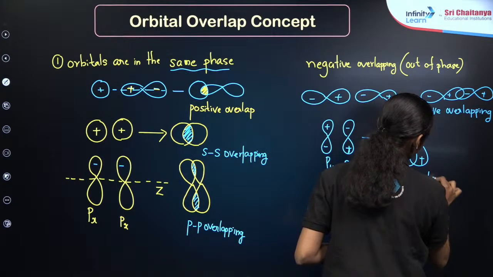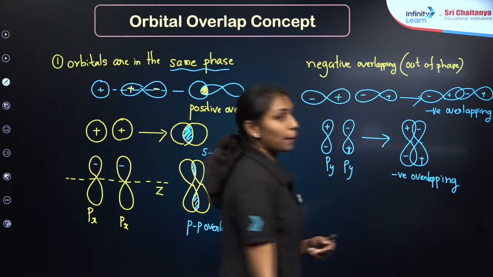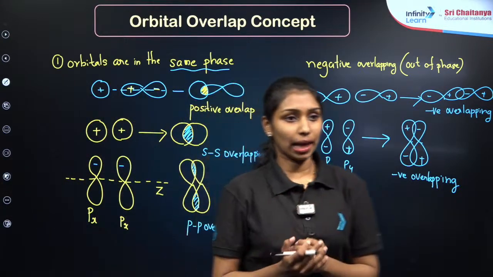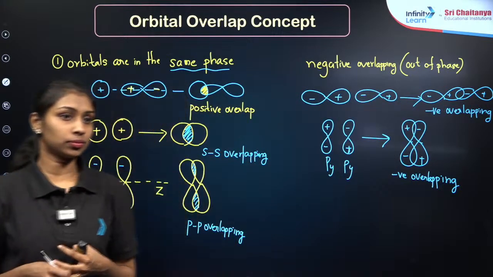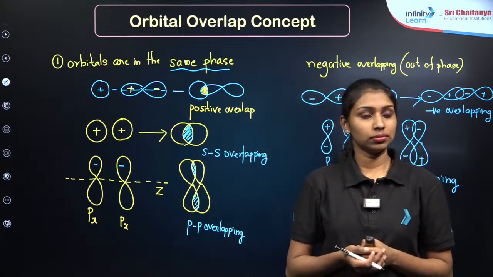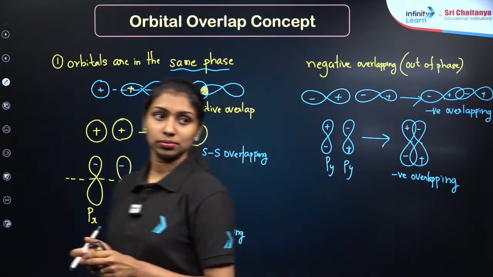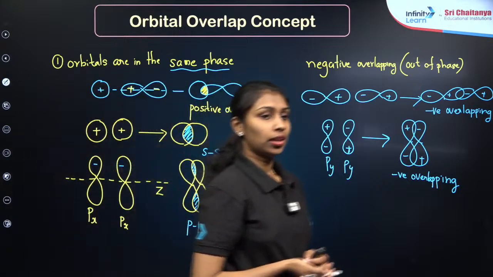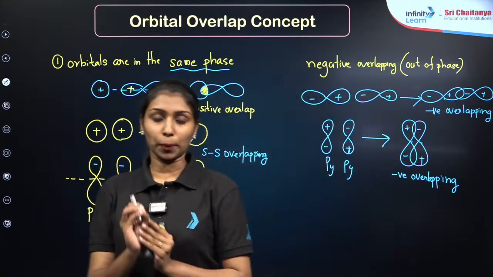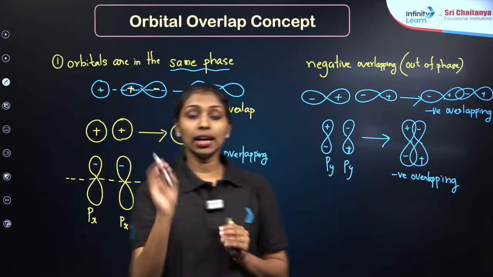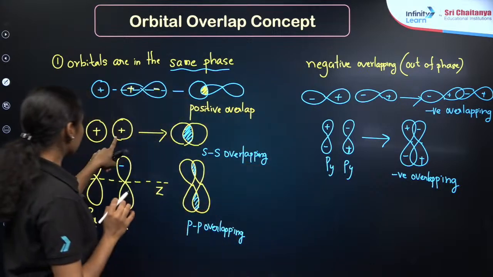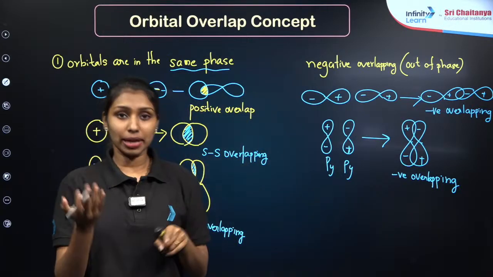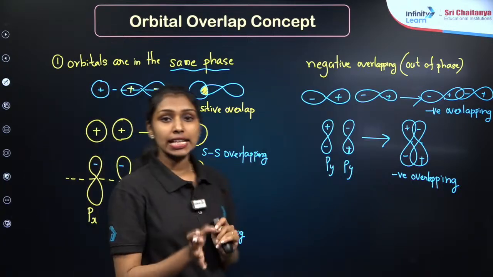Then I have a question for you. If you are taking two spherical s orbitals, is there any chance to form the negative overlapping? Any idea or any guess? Yes or no? Okay, you must have an idea about the shape of the orbital. The s orbital is completely spherical, which means the complete cloud is there. We will take it as a positive orbital, right? In the case of negative overlapping, it should be out of phase, which means that the two orbitals have different phases. If one is plus, then another will be negative, right? So, in the case of s orbitals, there is no chance of negative overlapping. Clear?